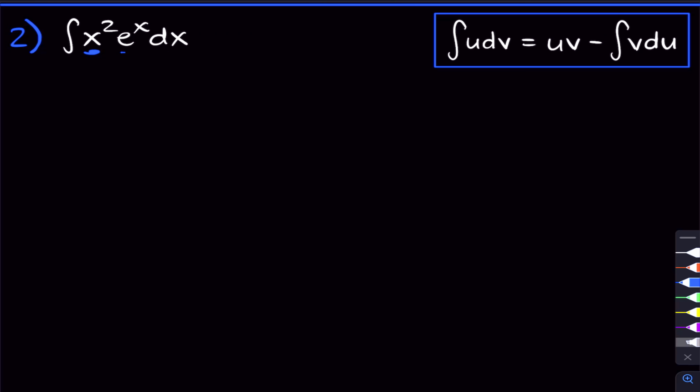And so which of these can we take the derivative of and get something simpler? Well, if you take the derivative of e to the x, you're not getting anything simpler, right? The derivative of e to the x is e to the x, and that just keeps happening. But the derivative of x squared is 2x. And I'd say that that's definitely simpler, right? You go from a quadratic term down to an x, that's a linear term. So let's let u be x squared, and dv, that's the other part of the integral, that's e to the x dx.